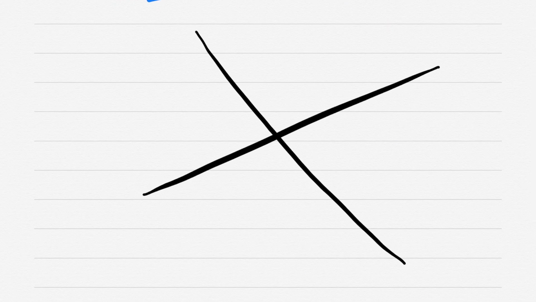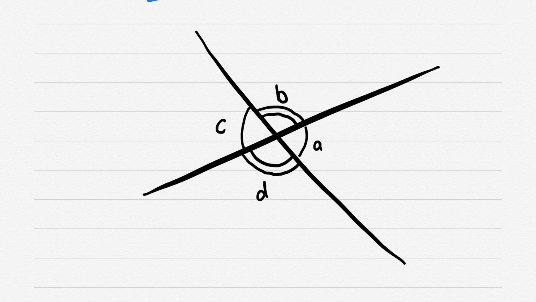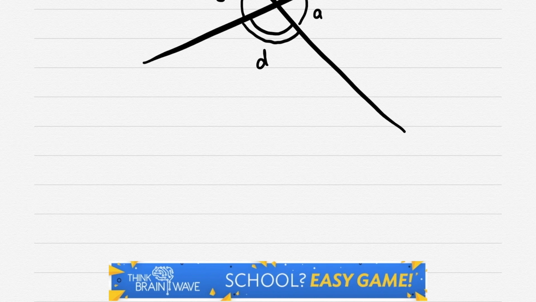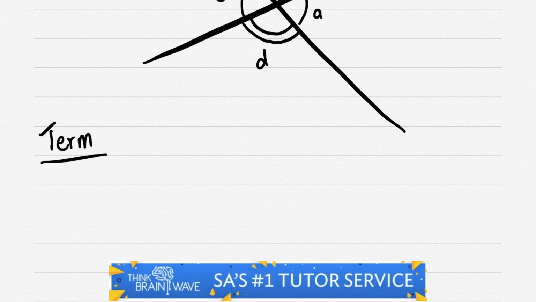As you can see here, I'm drawing a nice cross. That is an angle, and we're representing it by a letter A. The opposite angle is called C. The other angle that I've drawn here is B, and the opposite angle for B is going to be D. So you now know that you've got opposite angles of A and C, and B and D.